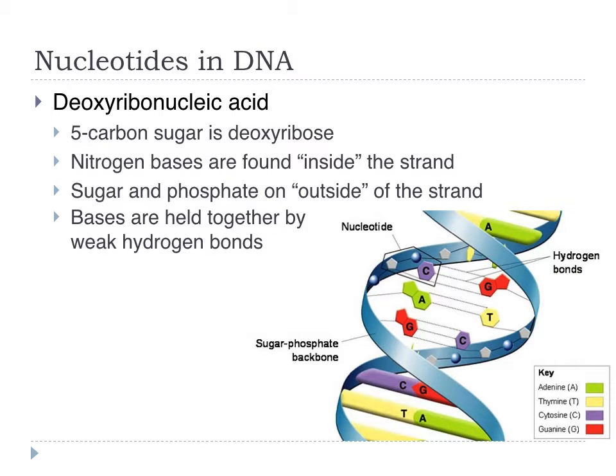DNA stands for deoxyribonucleic acid. It is obviously a nucleic acid. Its 5-carbon sugar is deoxyribose. The nitrogen bases are found inside the strand, so those make up the rungs of the ladder. And then the sugar and phosphate combine to form the outside or the backbone of the strand. And you can see that illustrated in the picture at the bottom.